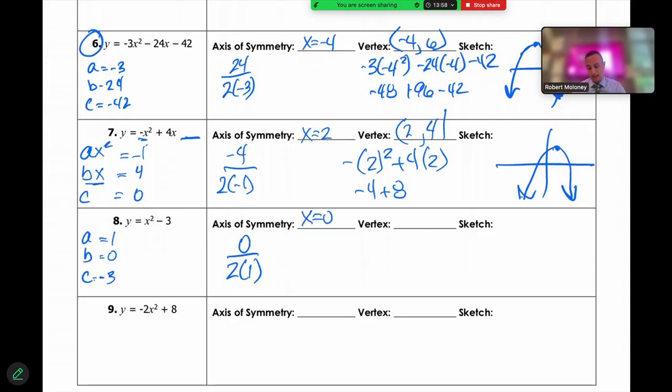Okay? So then I can still plug that into my formula. 0 squared minus 3 is negative 3. So 0, negative 3 is my vertex. 0 over, down 3. Let's say it's right about here. My a is positive, so it's going up. Go ahead and pause the video and try number 9 and see how you do.